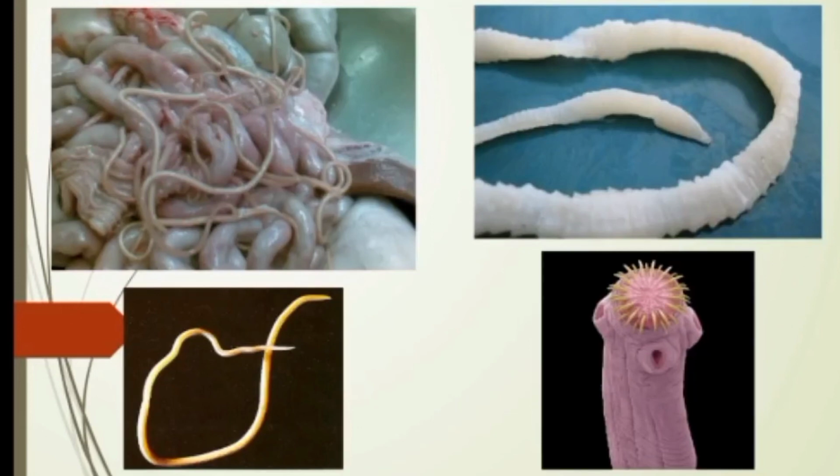At ito po yung mga itsura nila. Sa left side po, ayan po yung intestinal roundworms or nematodes at sa right side naman po ay yan po yung itsura ng tapeworms or cestodes.